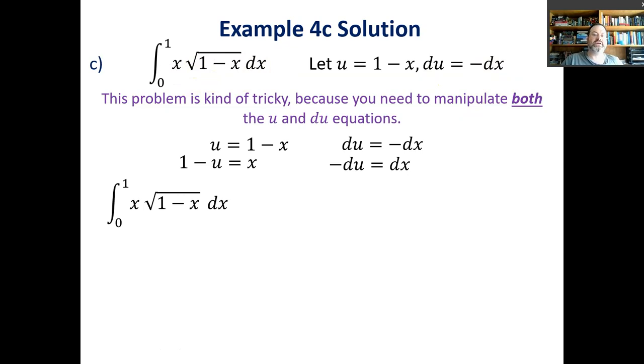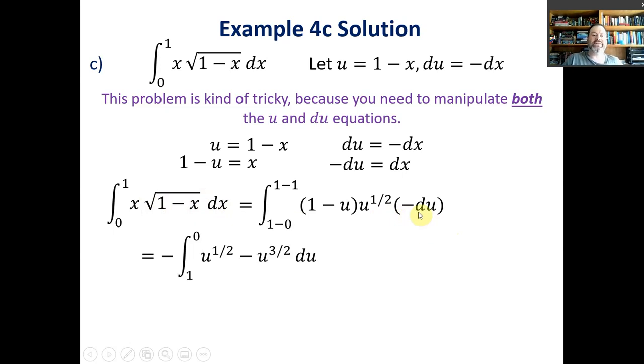So here, every single thing gets substituted. Notice that this is g of a, this is g of b, right? My u function is 1 minus x, so this is 1 minus 0, 1 minus 1. x becomes 1 minus u. Square root of 1 minus x becomes u to the 1/2. I'm just simplifying as I go. And dx becomes negative du. So I distributed everything and simplified. If you go through and distribute and simplify, this is what you get. I just pulled this negative to the front.